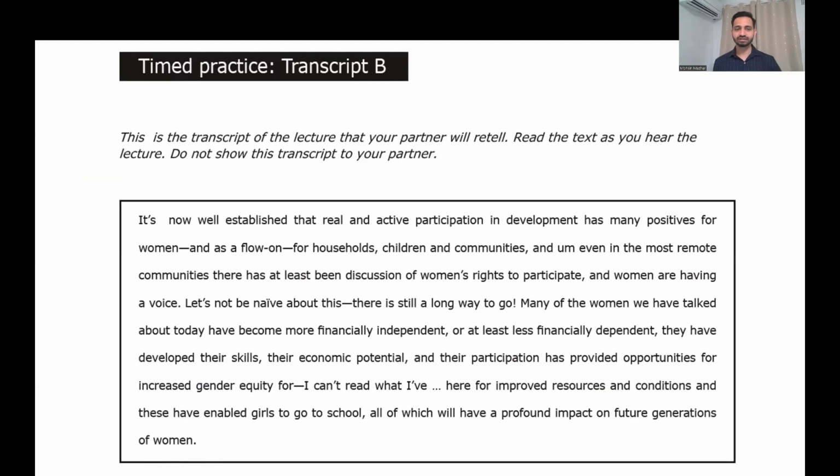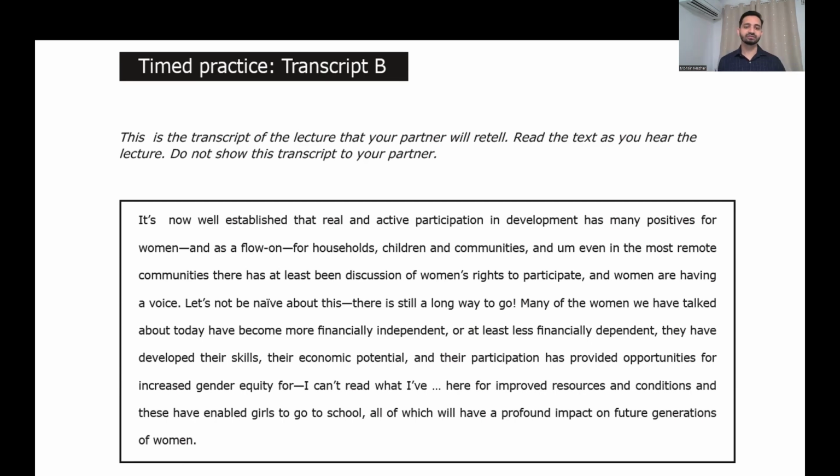So we started with the text like this. It's now well established that real and active participation in development has many positives for women. So the topic is about positives for women in terms of active participation, and as a follow-on, the effect is on households, children, and communities. And even in the most remote communities, there has at least been discussion of women's rights to participate, and women are having a voice. So that's the main idea there as well. I hope you got it.